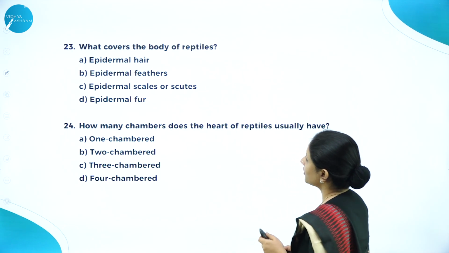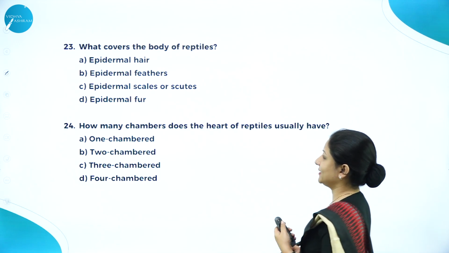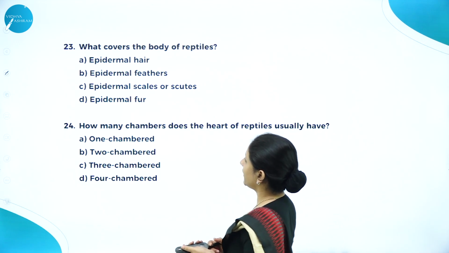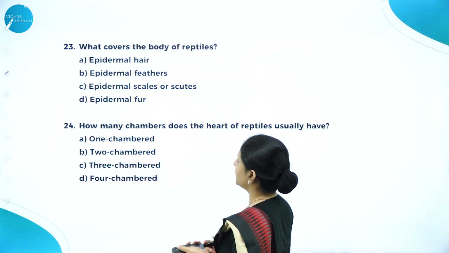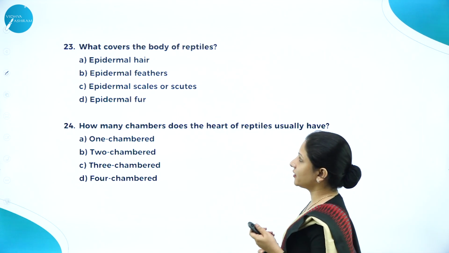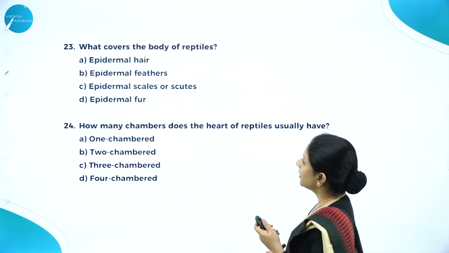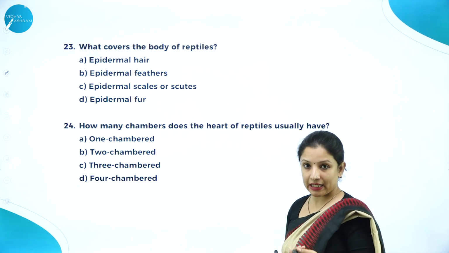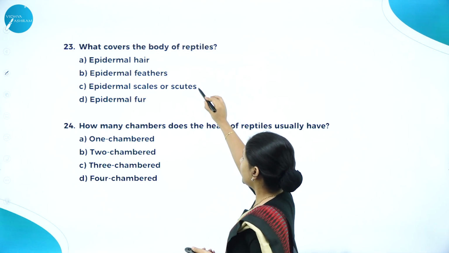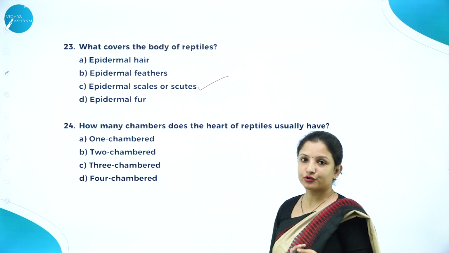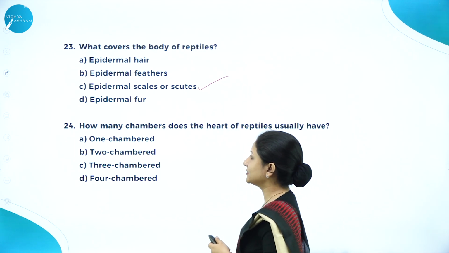Next question. What covers the body of reptiles? Is it epidermal hair, epidermal feathers, epidermal scales or scutes, epidermal fur? So epidermal fur and hair are found in mammals. Epidermal feathers are found in Aves. It is epidermal scales or scutes. So it is also called scutes. So option C is the right answer here.